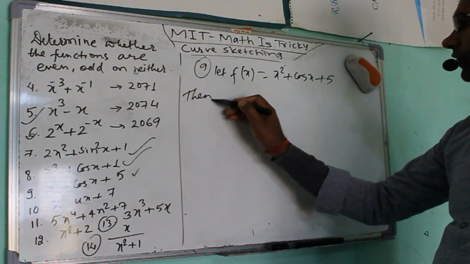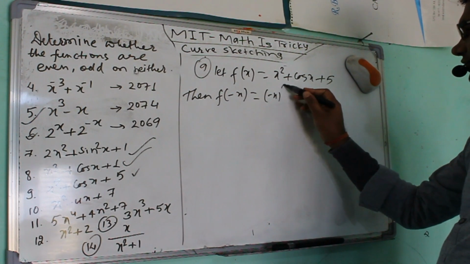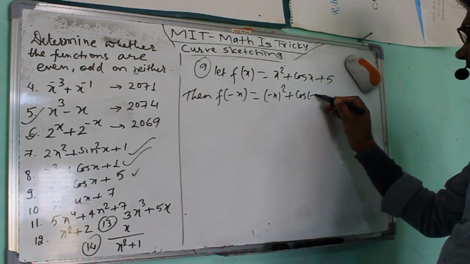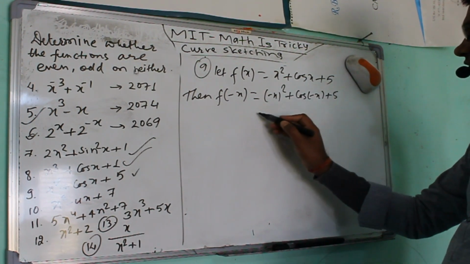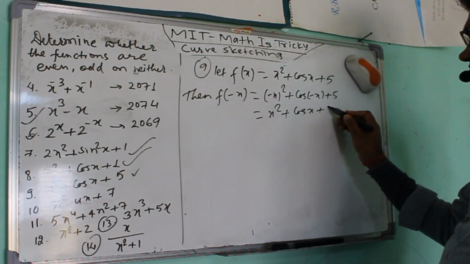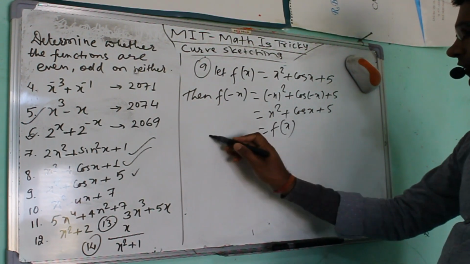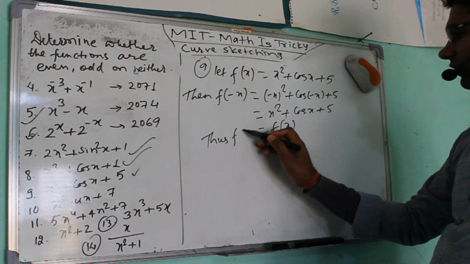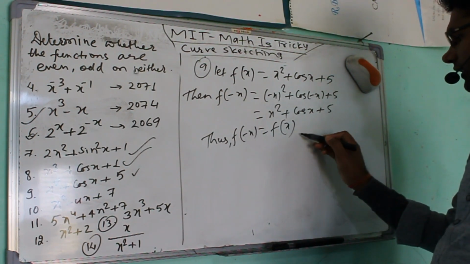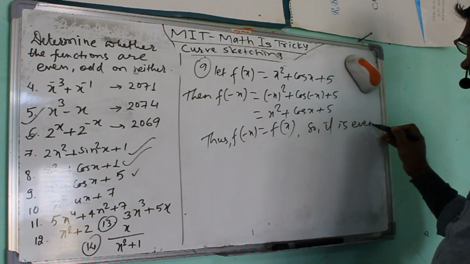Let f(x) equals x squared plus cos x plus 5. Then f(-x) equals how much? (-x) whole squared plus cos(-x) plus 5, which gives x squared plus cos x plus 5, and which is the same as f(x).